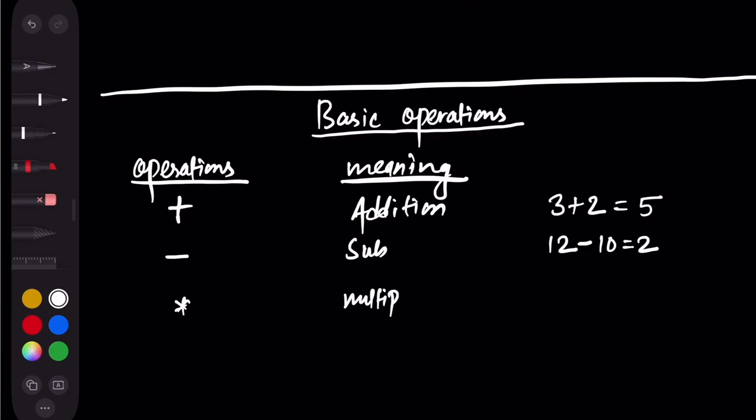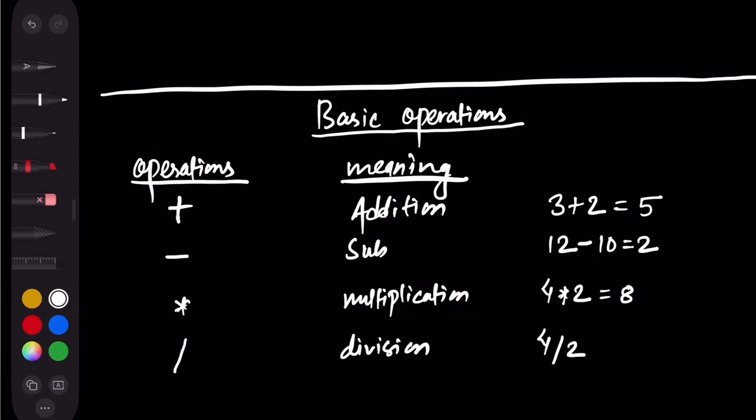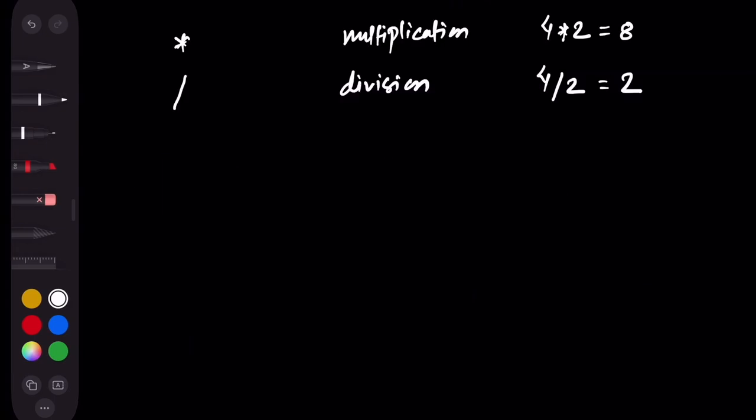Then we use asterisk for multiplication. If we type 4 asterisk 2, then it will give us back 8. Then we use slash for division. So if we type 4 slash 2, it will give us back 2. So if we use percentage, it will give us modulus.